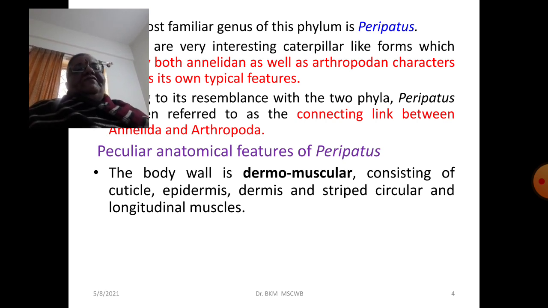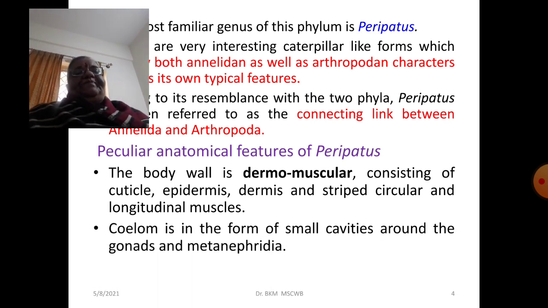So, the body wall consists of outer cuticle, followed by epidermis, followed by dermis, that is followed by a layer of circular muscles and a layer of longitudinal muscles. All these layers put together form what is known as body wall, and therefore we describe this type of body wall as dermomuscular because you find muscular layer as well as skin layer. Alright. This is a peculiar feature of Peripatus, though same type of body wall is seen in annelids, there are minor differences.